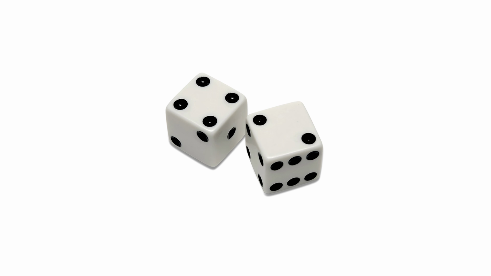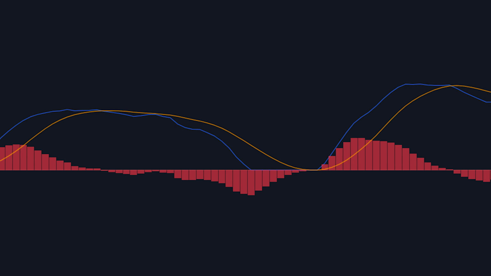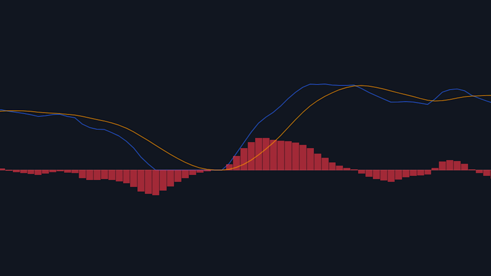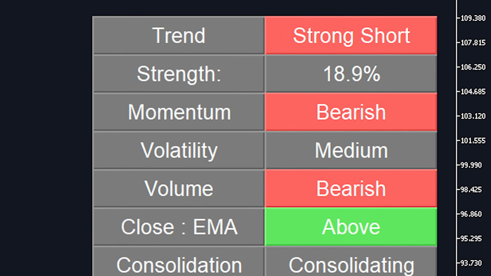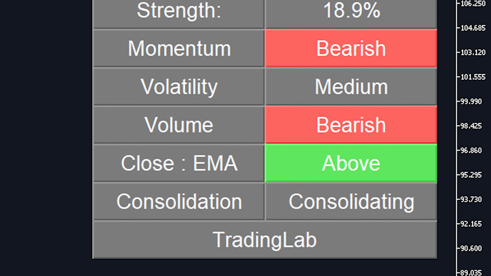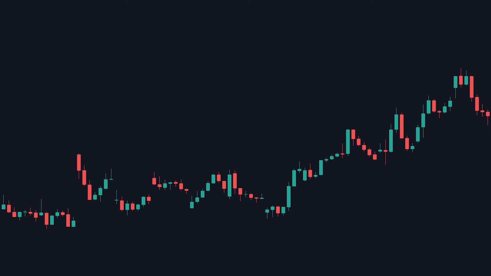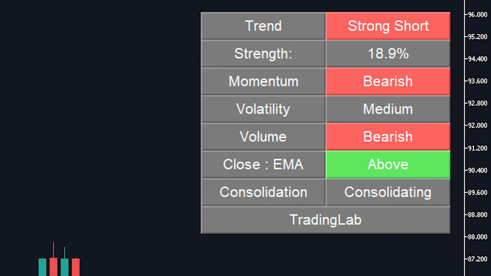Now, there are some ways you can significantly increase the chance of catching a breakout. What I like to do is pair this new MACD with my private indicator from TradingLab.ai. There's a trend table on my indicator that we can use to our advantage beautifully. What I do is I'll check the consolidation metric on the table on my private indicator just to make sure the market is indeed consolidating.